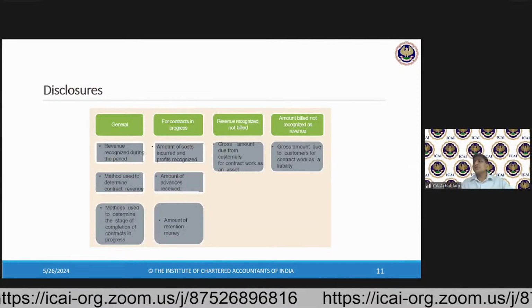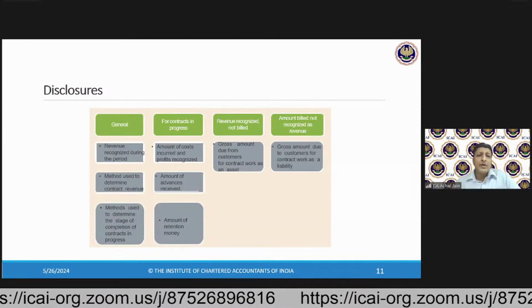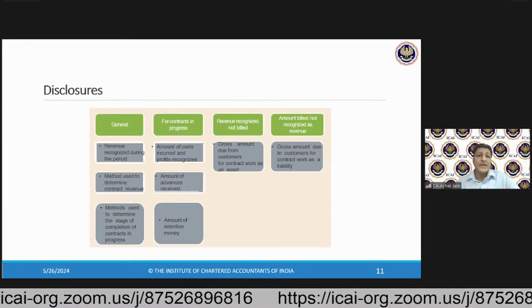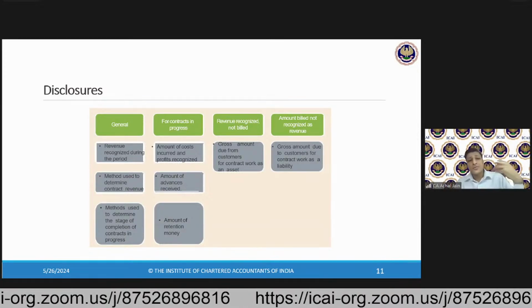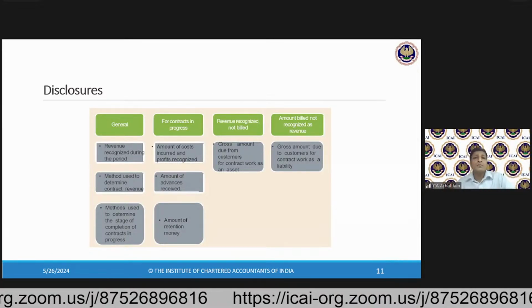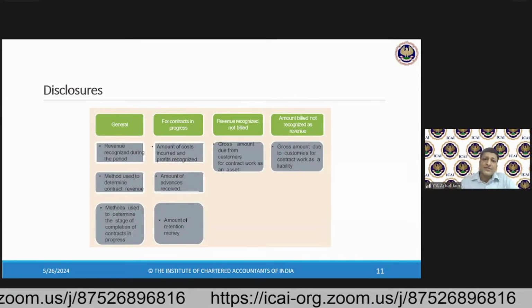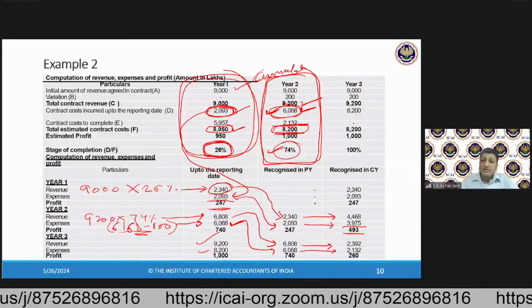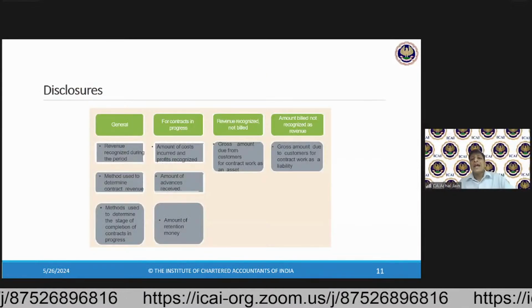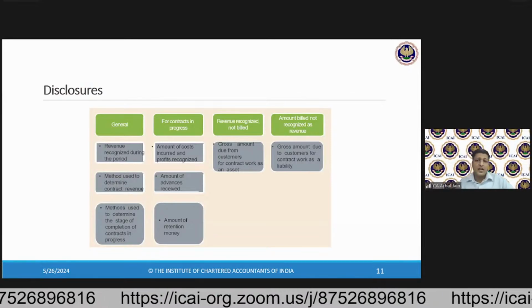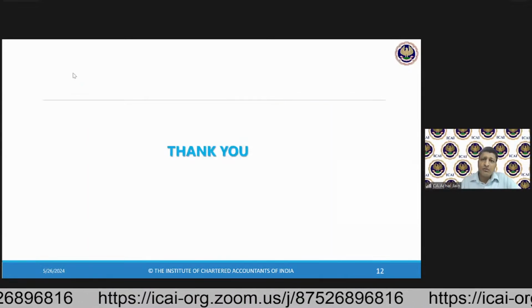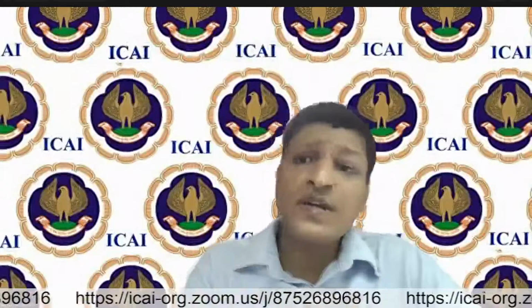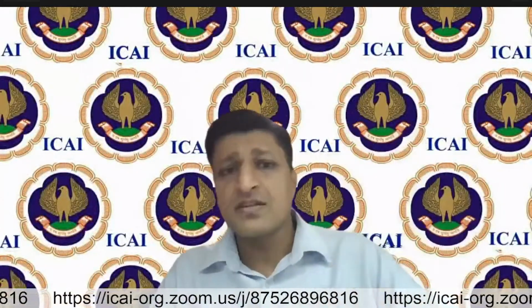So now talking about the disclosures. Some of the disclosures you'll be required to give will be about the revenue you'll recognize, the methodology you'll follow for the percentage completion that you derive, the contracts which are in progress, the percentage which has not been recognized. So these are some of the disclosures one needs to look at. With this, we come to an end to our discussion on AS7.